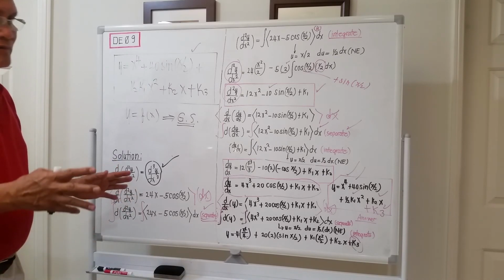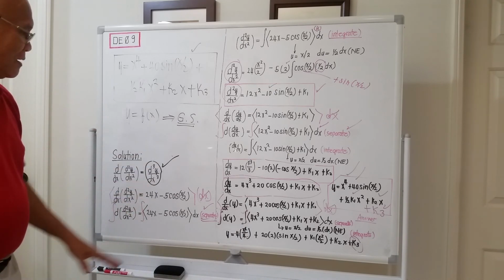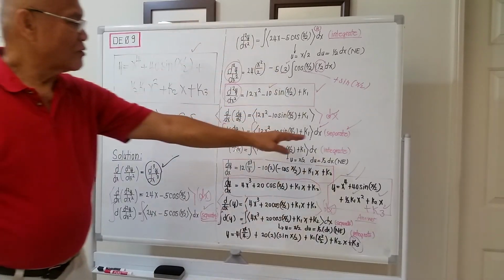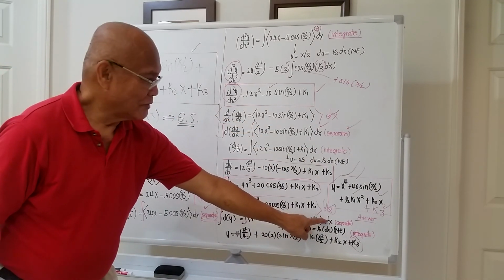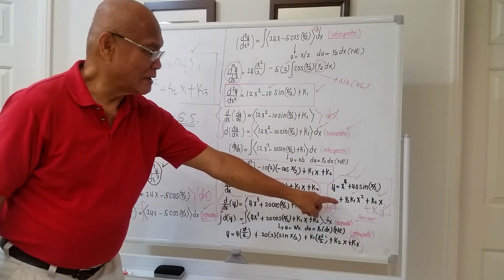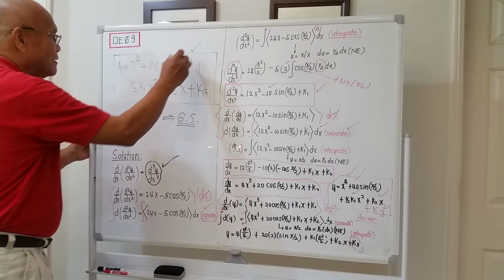Just take the separation and integration gradually. First separation, first integration, second separation, second integration, third separation, and this is third integration. And after the third integration, we come up with the final answer, and this is the final answer.